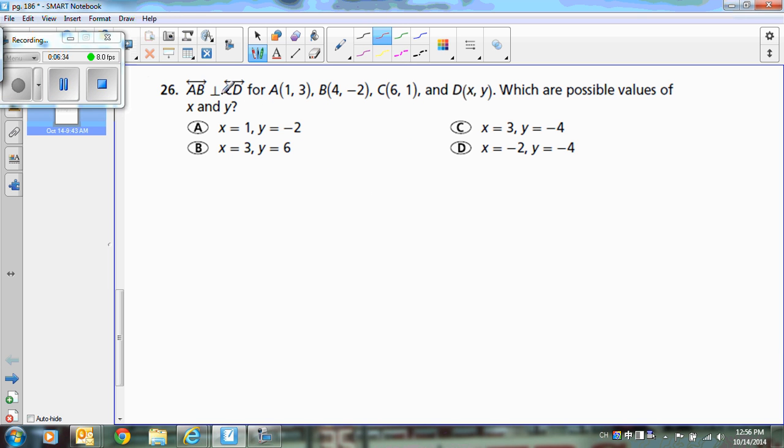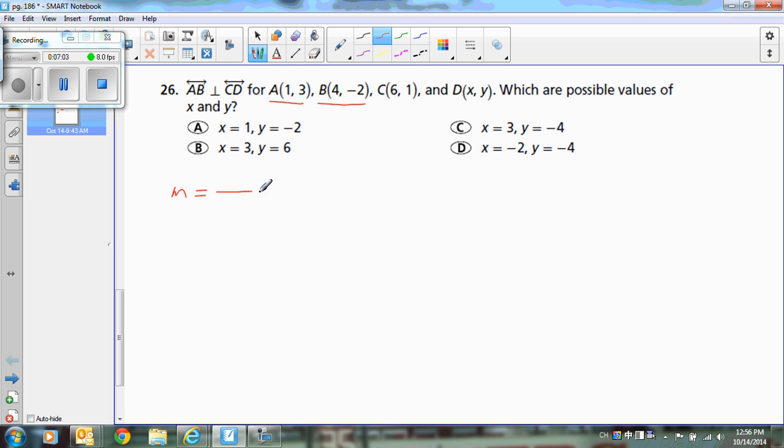So number 26 says we have a line AB that's perpendicular to a line CD, and then we're given the coordinates of some points that lie on those lines. And then it says, which are the possible values of x and y? So let's talk about perpendicular lines for a moment, and let's think about their slopes. Remember, if two lines are perpendicular, then their slopes are opposite reciprocals of each other. So since I know the coordinates of A and B, let's go ahead and find the slope of the line that goes through A and B.